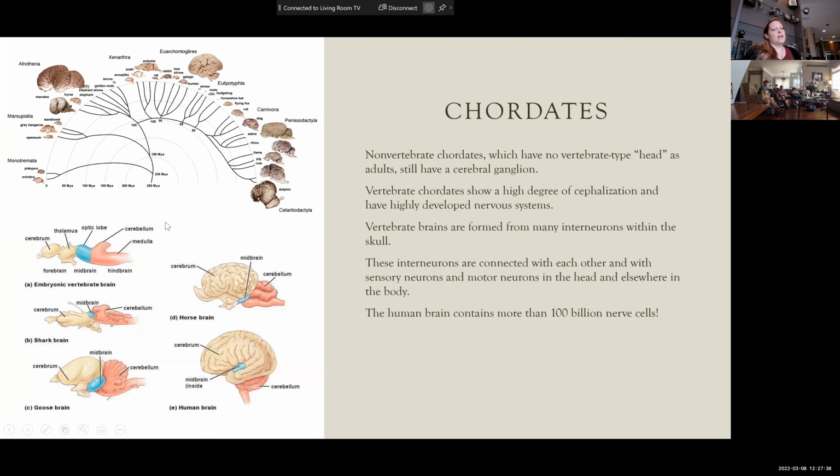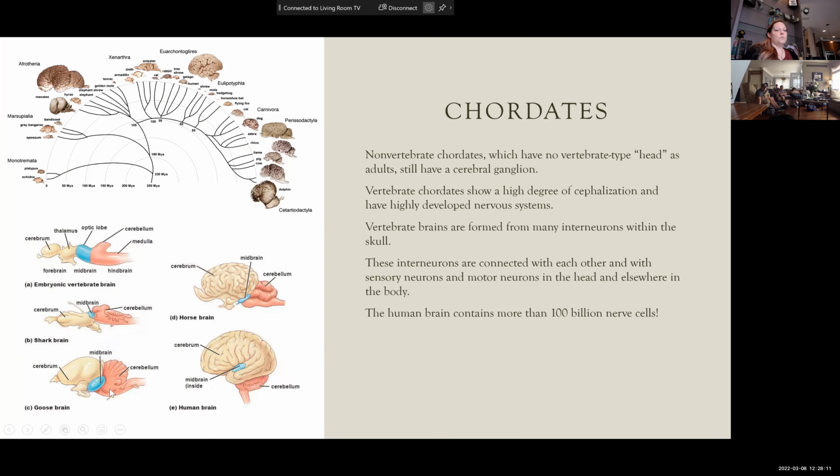So then you've got your chordates, which we've talked about. And this is brain development along the way as it gets more complex. So you've got an embryonic vertebrate brain, and then you've got your shark brain and goose brain and your horse brain, and then your human brain. And you can see in all of these, this part right here, the cerebrum, this is what separates us from all the other animals, right? Because this is way complex. And not only that, but see how this is smooth and this is not smooth?